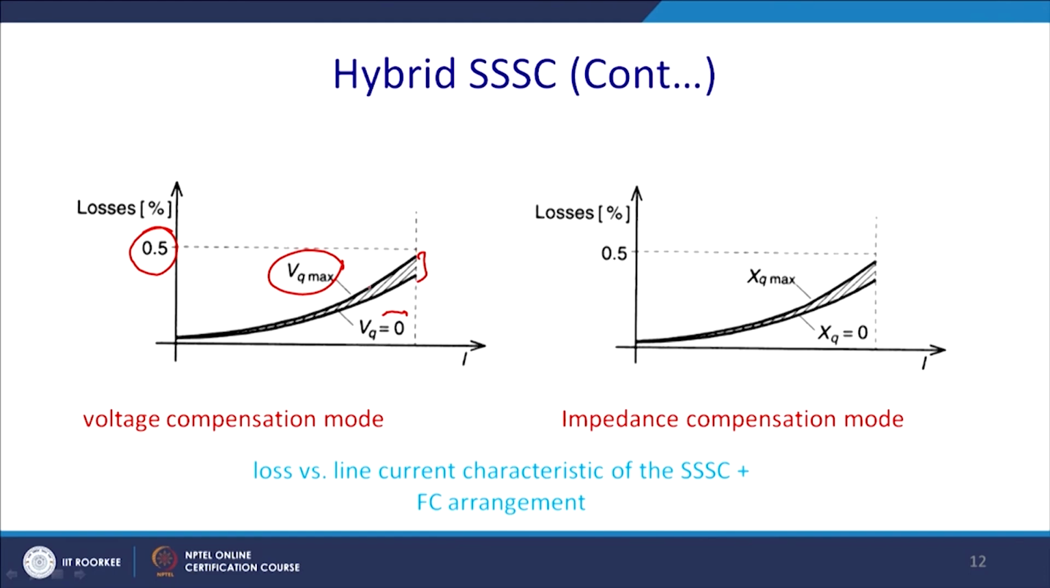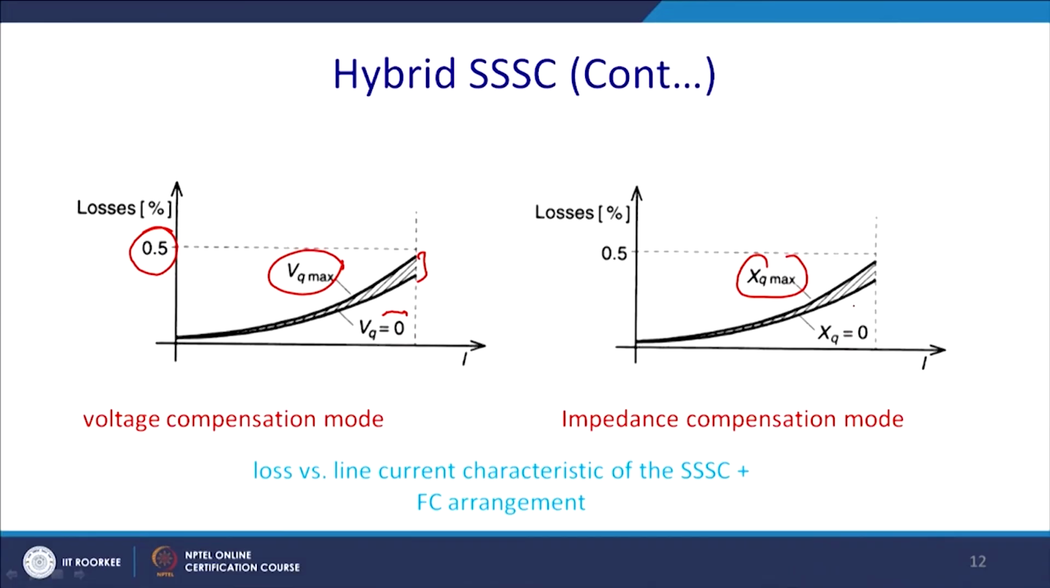Similarly, this is for the impedance compensation mode, and this is actually VQ max, the upper trajectory, and the lower trajectory is VQ equal to 0, where it is not injecting any current, it is a capacitive kind of thing, and losses are due to the flow of current. So this will be the lower one, and this band essentially is for switching. Losses versus line current characteristics of SSC and fixed capacitor arrangement.